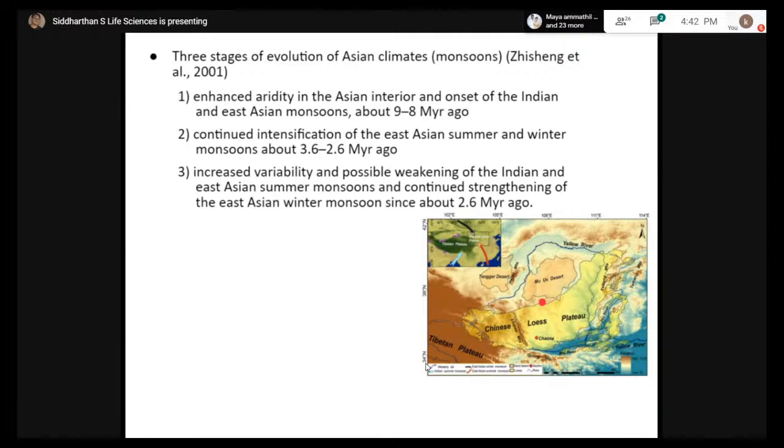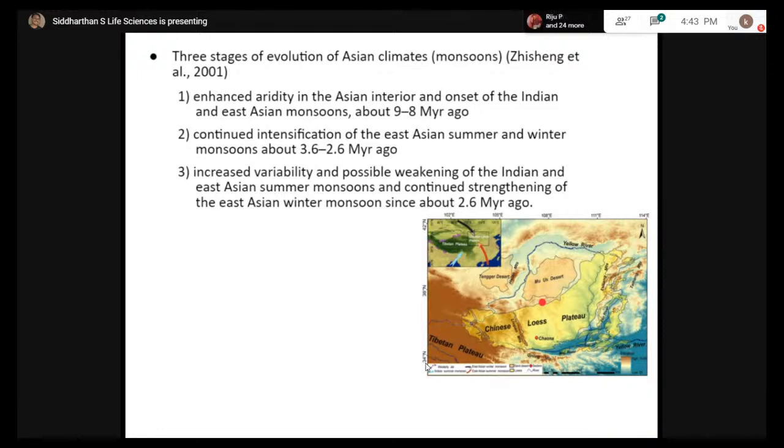Maybe several meters of silt is there. So this study studied the different layers of the silt, and they could study the formation of the silt dating back to 10 million years. They found that once this Tibetan Plateau was formed, it trapped all the moisture.